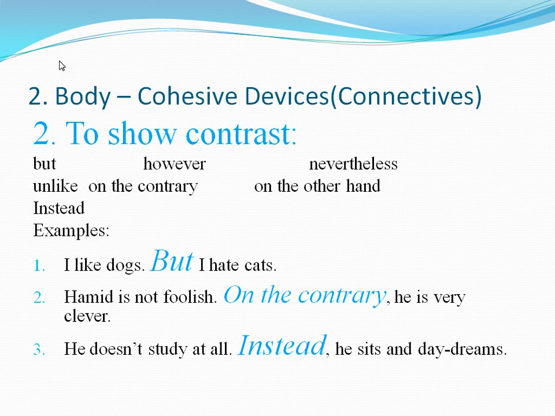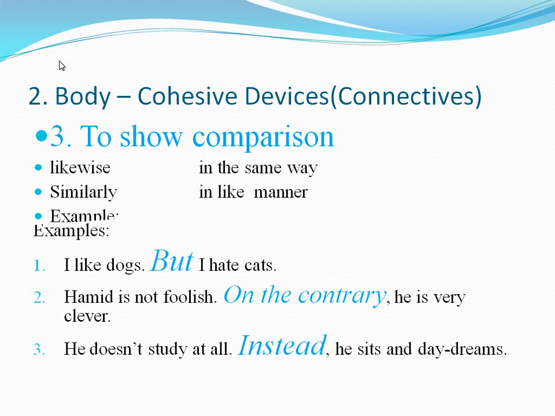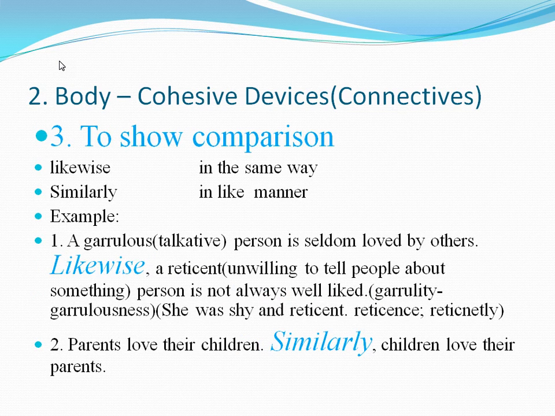So when you are going to put contrary, contradictory, or the opposite information, we can use these cohesive devices: but, on the contrary, instead, in such a way. And again, to show comparison, you can use likewise, in the same way, similarly. One example: parents love their children, similarly, children love their parents. So the word similarly shows your ability to use cohesive devices in your paragraph. So this is to show comparison.